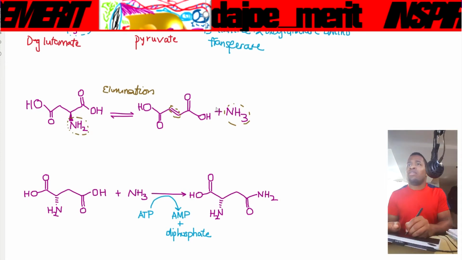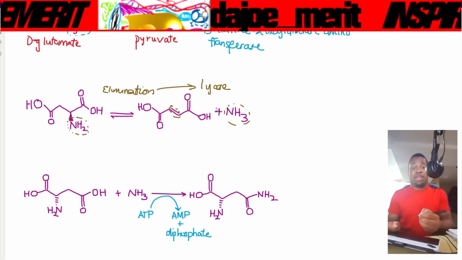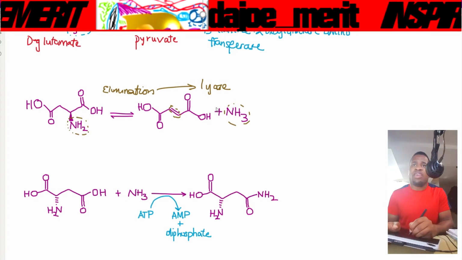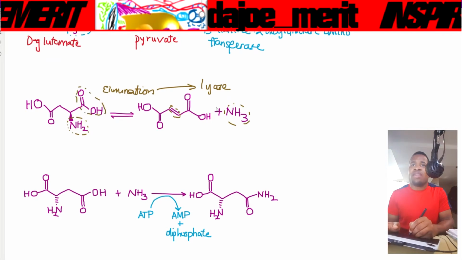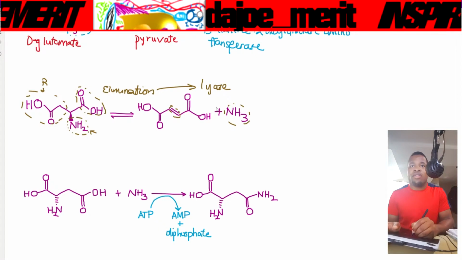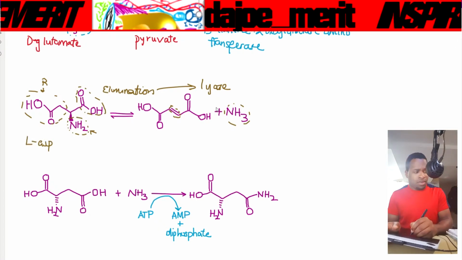So this enzyme is actually involved in elimination reactions, and to analyze or give the name of this particular species, you notice that this is a carboxylic acid group, this is the amino group right here, and then you have your R group here. This is similar to what you have for the L-aspartate.